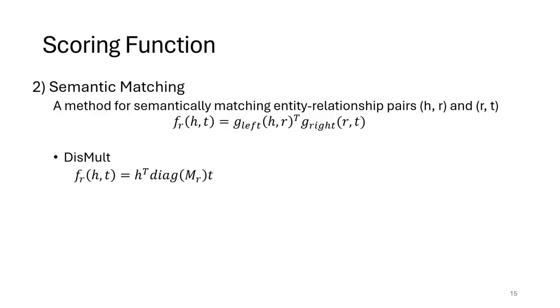The second method is semantic matching. This is a scoring function that combines pairs of head and relation and tail by assigning meaning to pairs of entity relationships. A representative example is a scoring function of this mode.